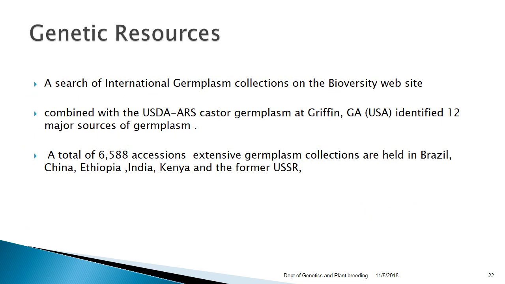Genetic resources and where these are stored. Search of international germplasm collections on biodiversity website combined with USDA ARS Castor germplasm at Griffin, USA identified 12 major sources of germplasm. Total of around 6,600 accessions. Extensive germplasm collections are held in Brazil, China, Ethiopia, India, Kenya and USSR.